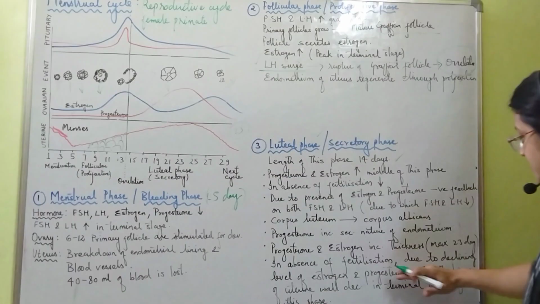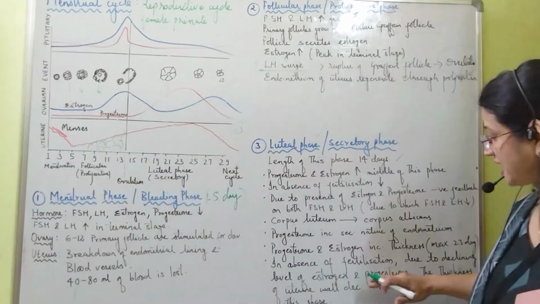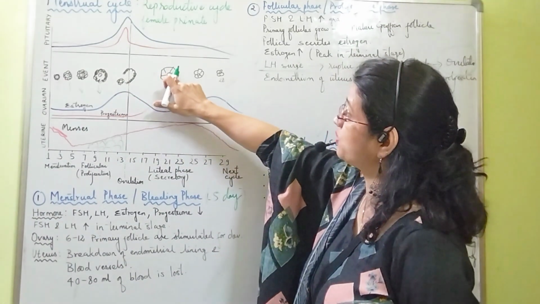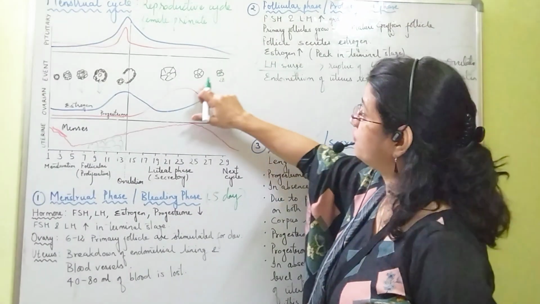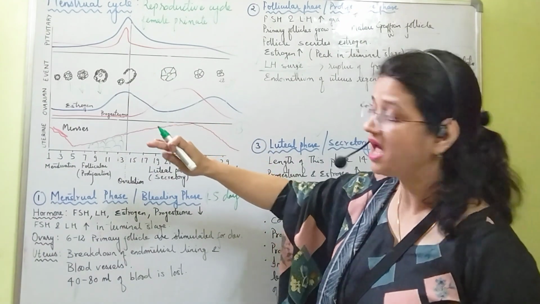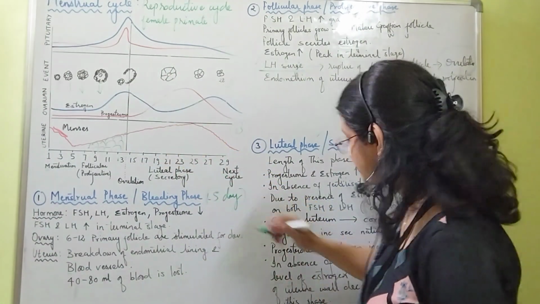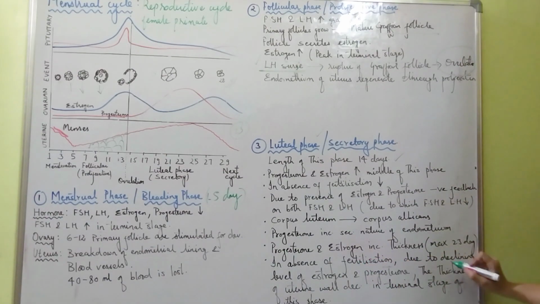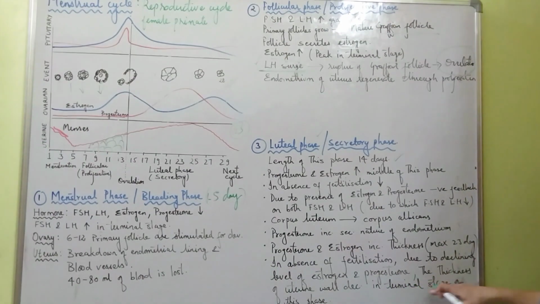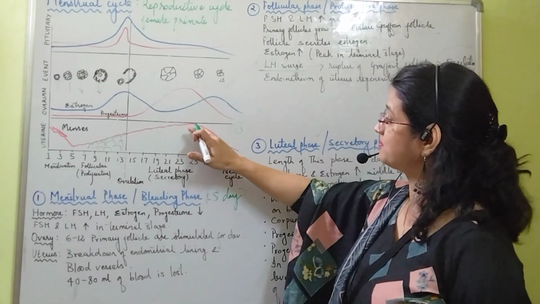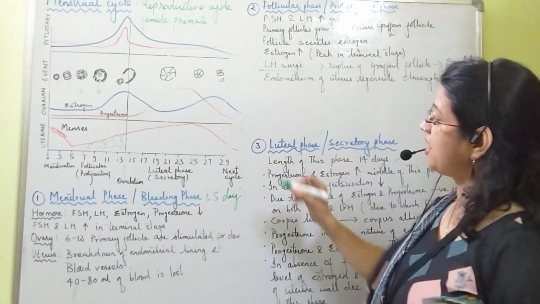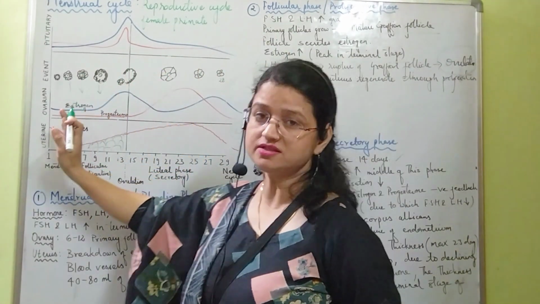In the absence of fertilization, due to the declining level of estrogen and progesterone, as I have already told you, if fertilization does not take place, the corpus luteum will degenerate. The level of estrogen and progesterone will be reduced, and as a result, the thickening of the uterine wall will decrease in the terminal stage of this phase. The thickening will become less, and after that, again the menstrual phase will come.